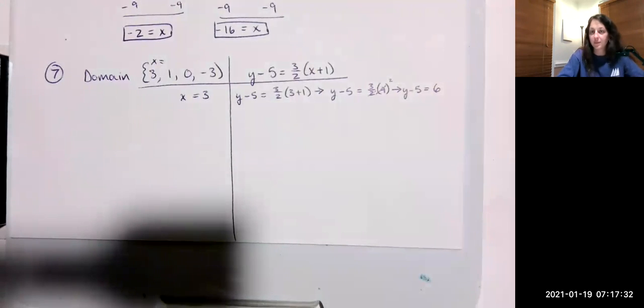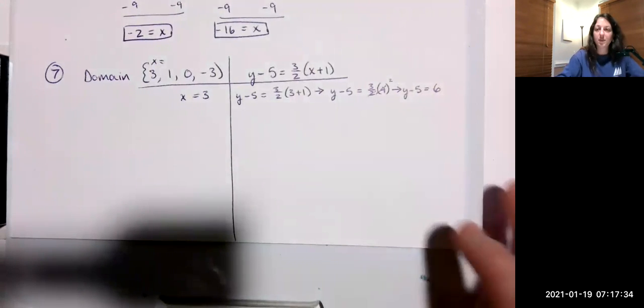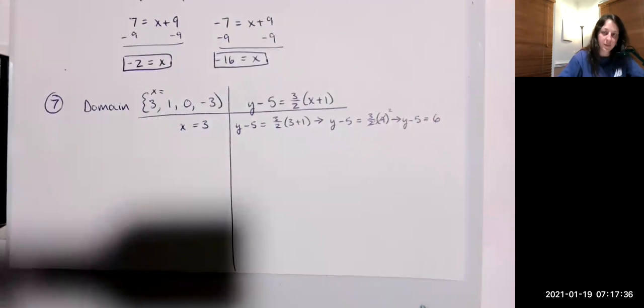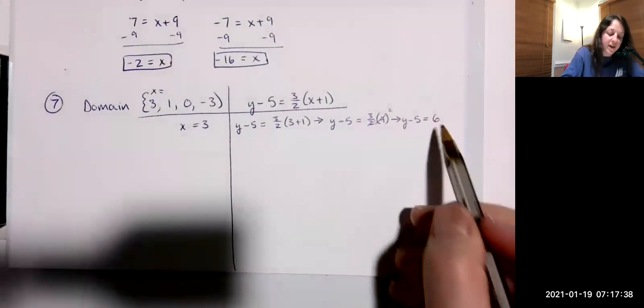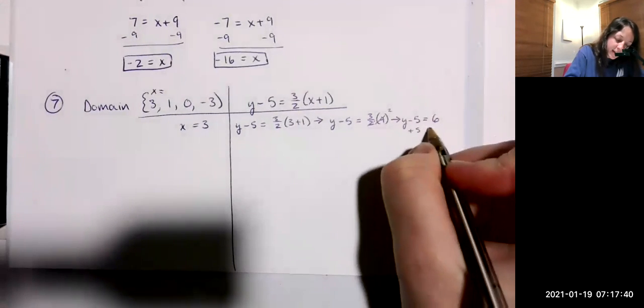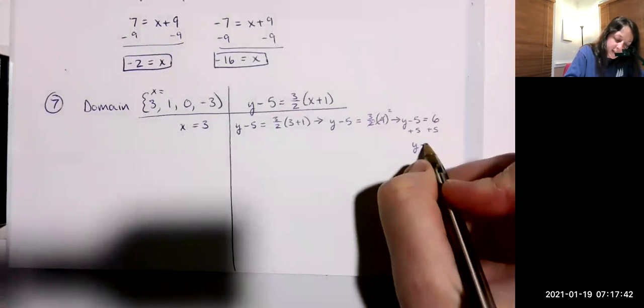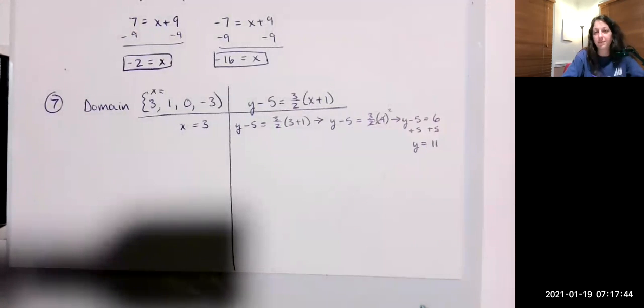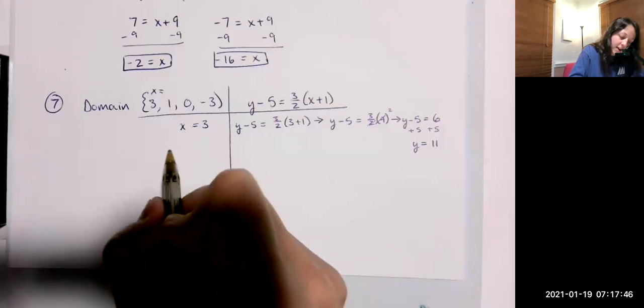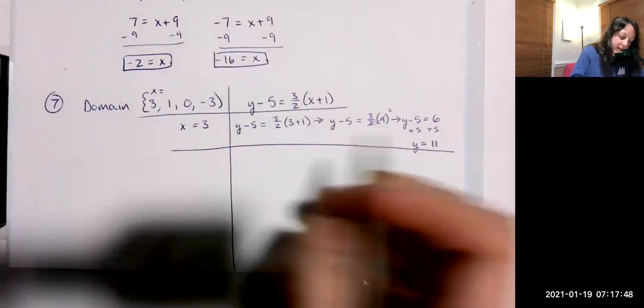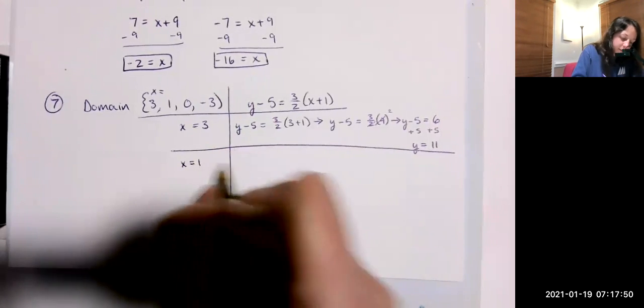with 6. And let's make sure my camera's not blocking this. Okay. And then finally, y minus 5 equals 6. Add the 5, and I get my first answer, y equals 11. Yay! Next row in my t-table, x equals 1.